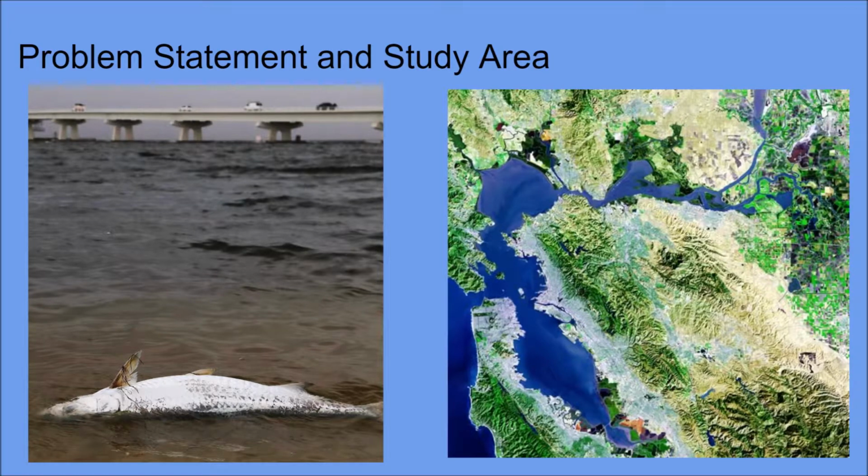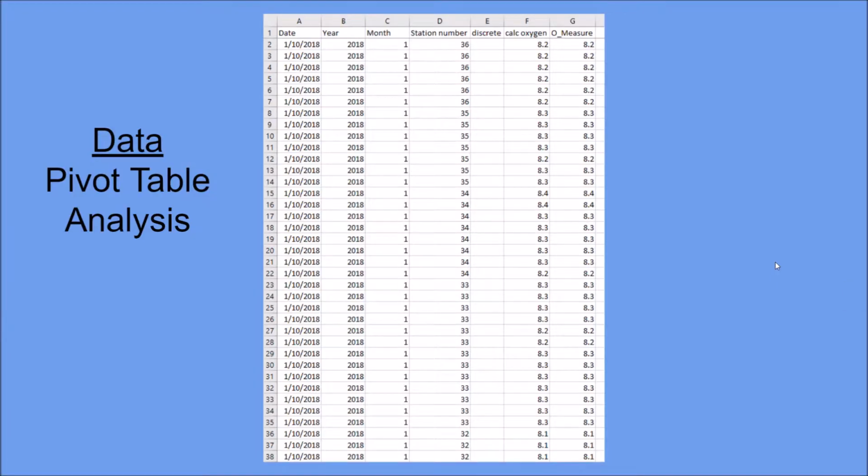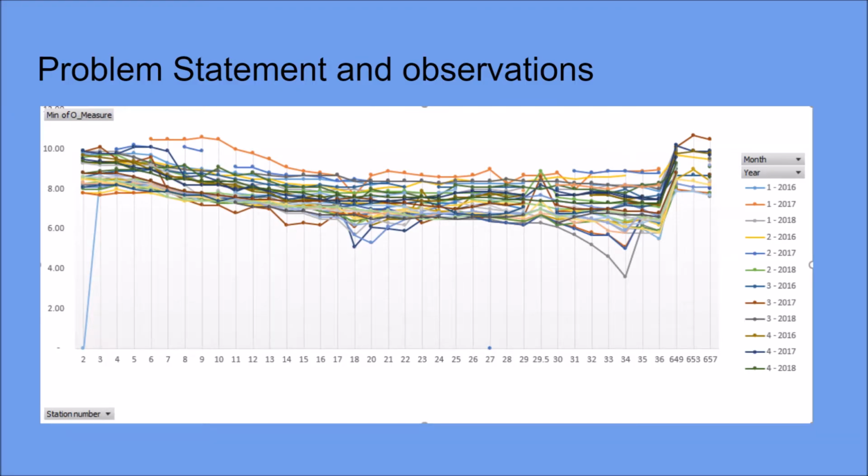Taking inspiration from the USGS, we began answering this by acquiring dissolved oxygen data from the 36 water quality stations located throughout the bay, as well as their corresponding coordinate data. Once we moved this data from an HTML format into an Excel table, we were able to graph the dissolved oxygen concentration against its station number between the years of 2016 through 2018 using a pivot table analysis.